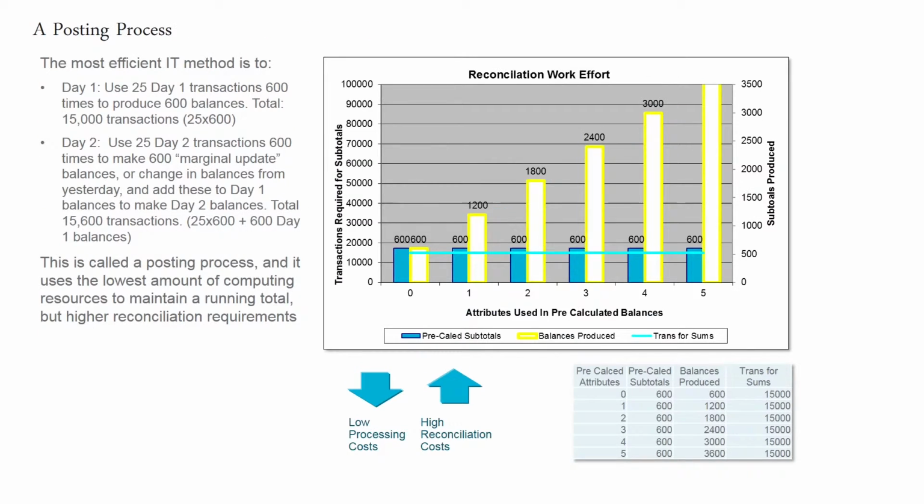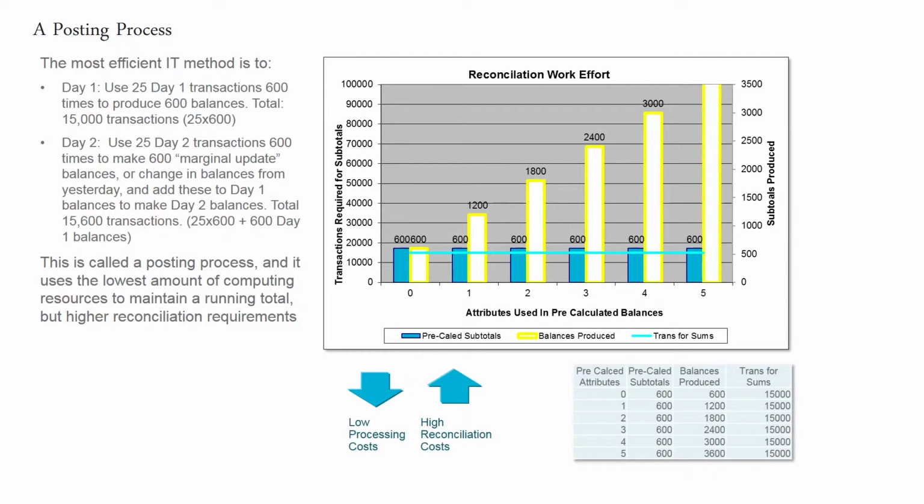Another approach, the one that we typically use, is that we take all of the transactions to make the balances on the first day, and we store those balances. The next day comes along, we take the balances from the prior day and the transactions from today, add them together, and we make a new set of balances that reflect today's position. The third day comes along, we take the balances from yesterday, add them to the transactions for the new day, and we make another set of balances. So this has very efficient processing, has low processing cost, because we're not repeating processing done on the prior days.